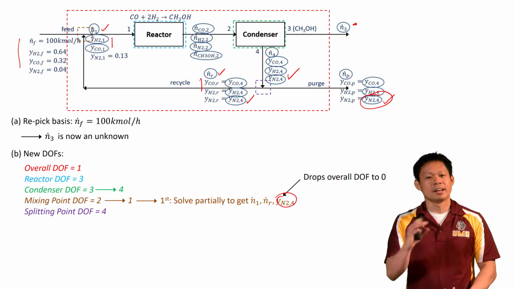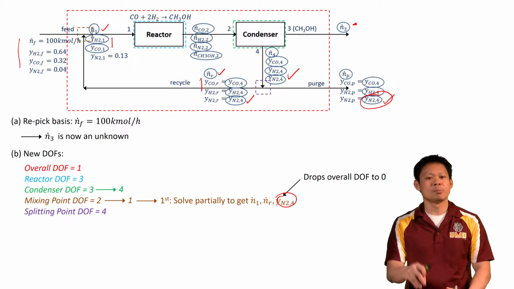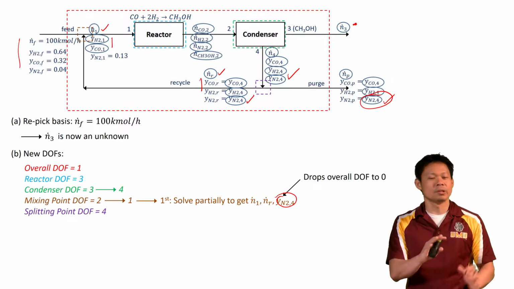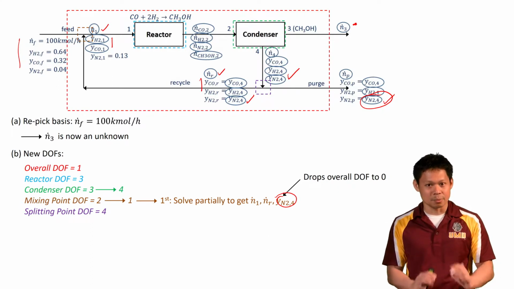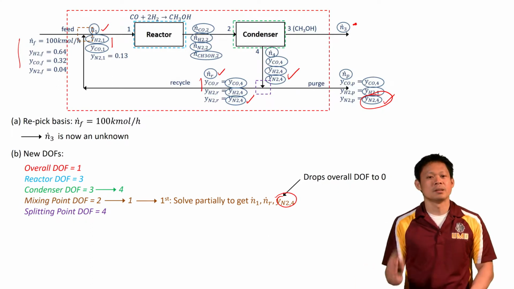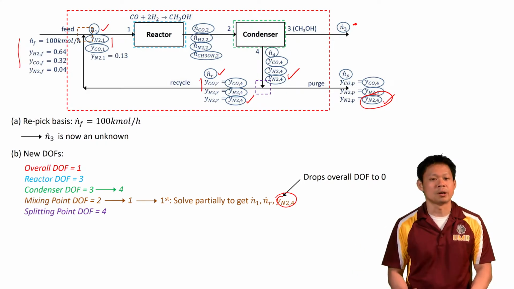So you can see we got really creative there in terms of picking a basis, solving something partially, and then using this idea that around the splitting point we have the same compositions. And so even though we did not explicitly solve for something outside, by solving for something inside, it applies to stream 4, the purge stream as well.